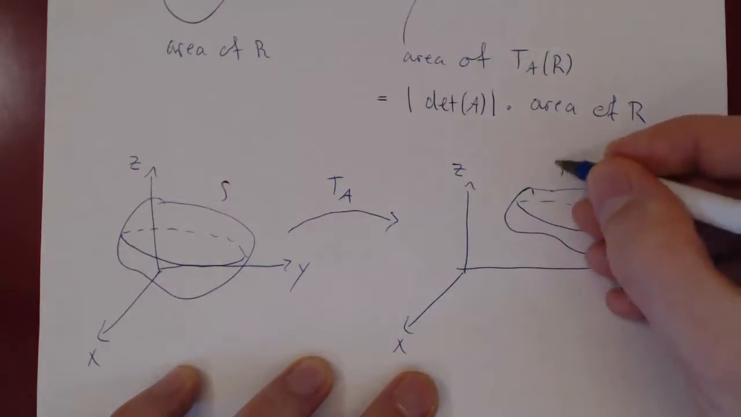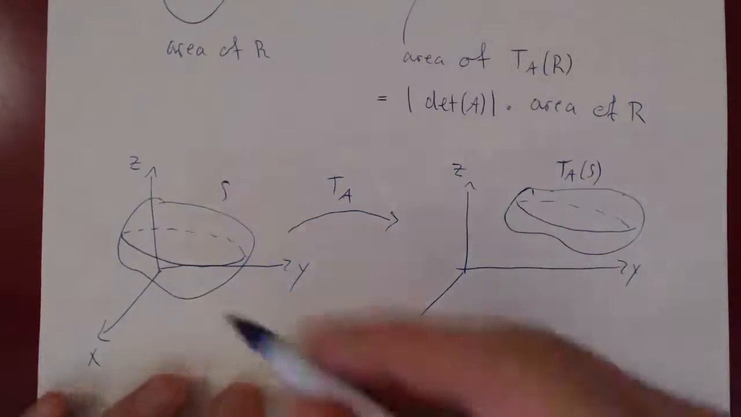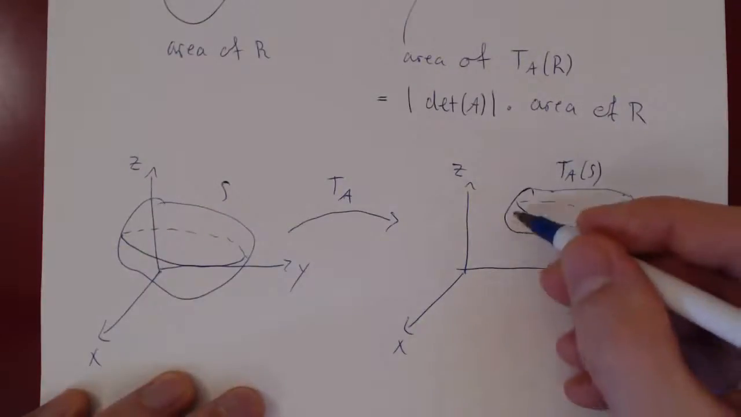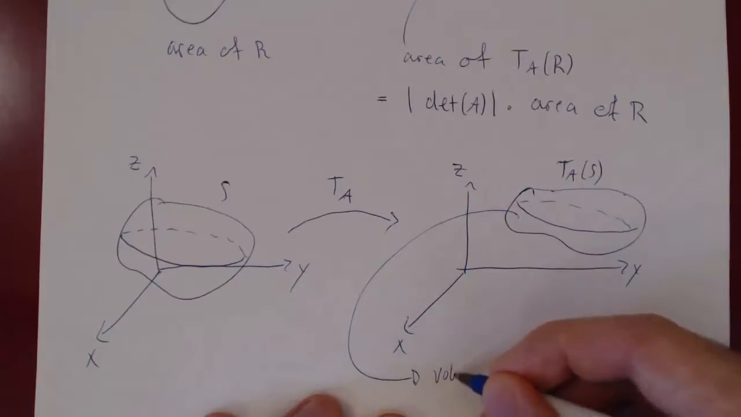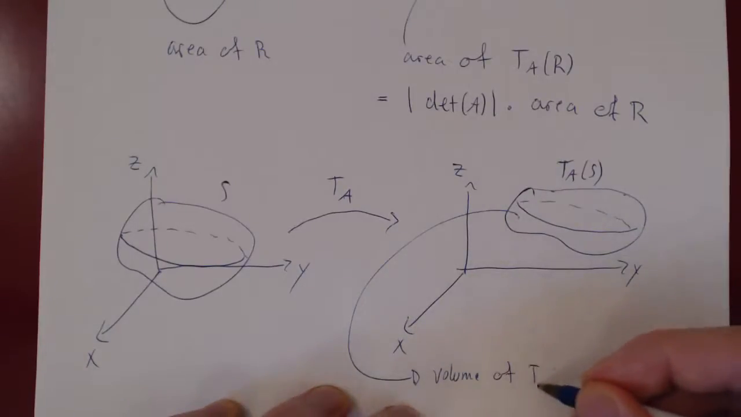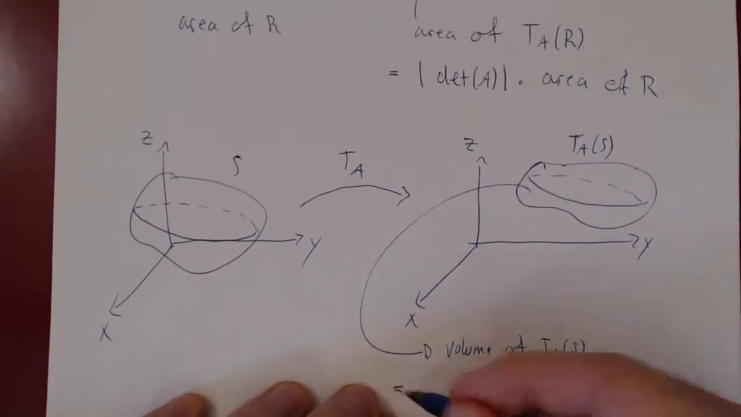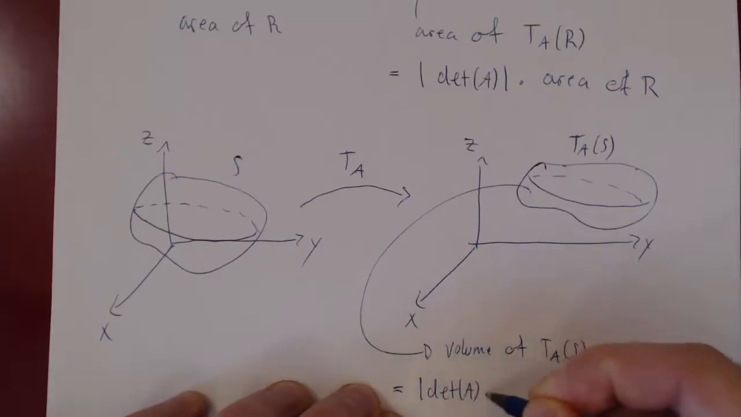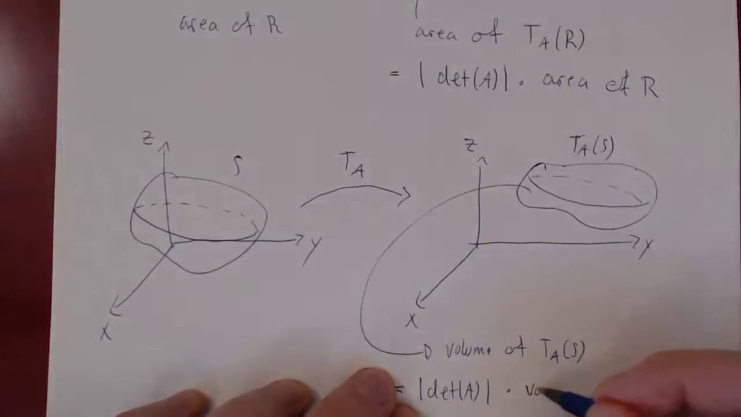So here we said this is the image of S under A. And you can say, well, what if I know the volume of this solid? What is the volume of this one? Well, the answer is the same as before. So the volume of the image of S under A is going to be simply equal to the absolute value of the determinant of the matrix A times the volume of the original solid.